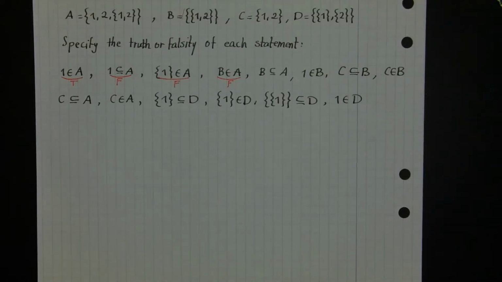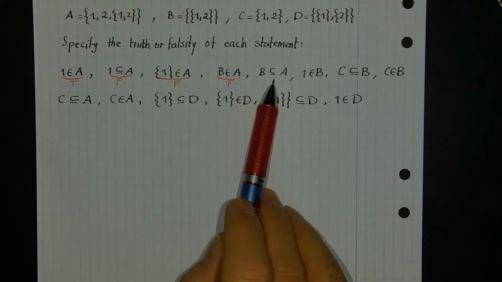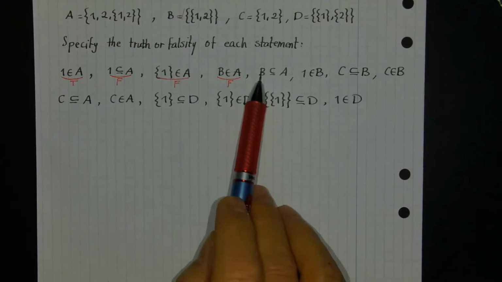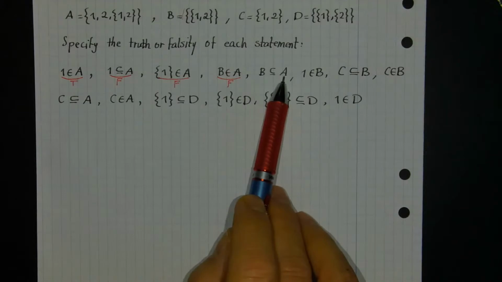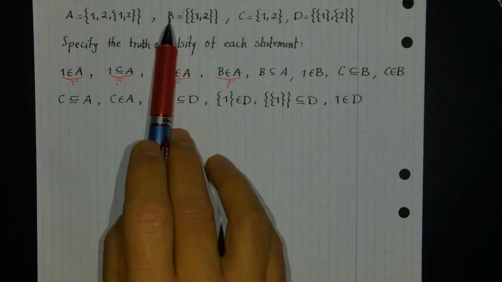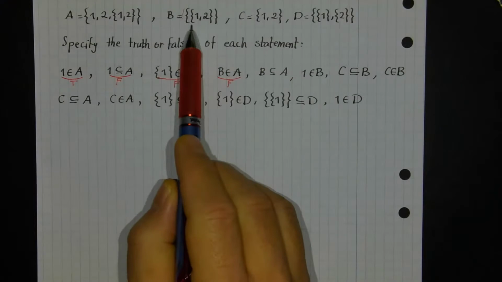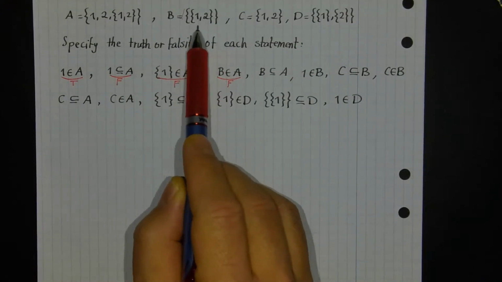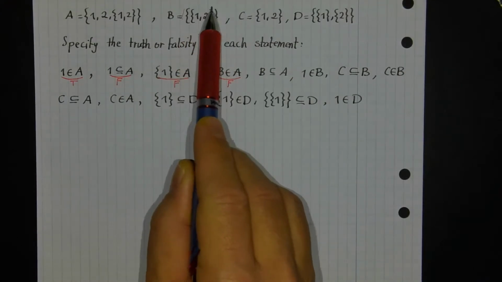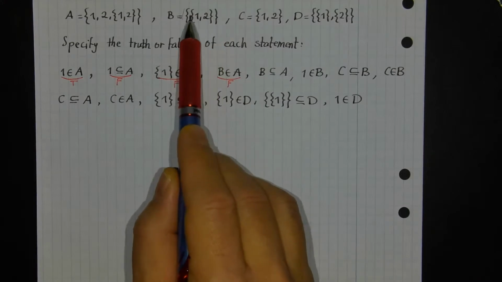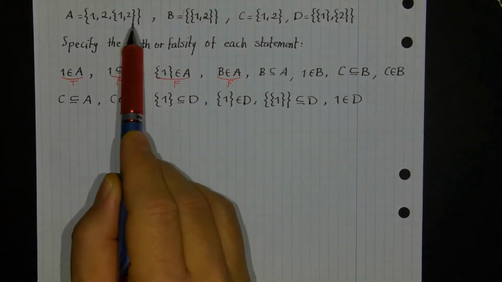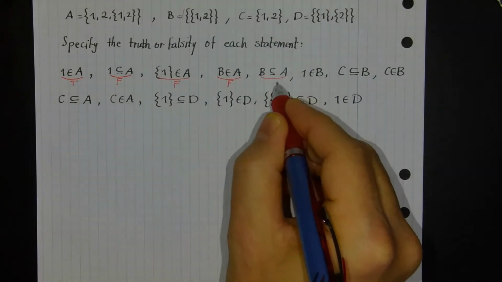True. This one is true, because when I use this symbol, it means that I need to check what the elements of B are and see whether those elements are also inside A or not. If I ask you what the elements of B are, there's only one element, and that element is curly brackets 1 and 2. This package, curly brackets 1 and 2, also belongs to A. So this statement is true.